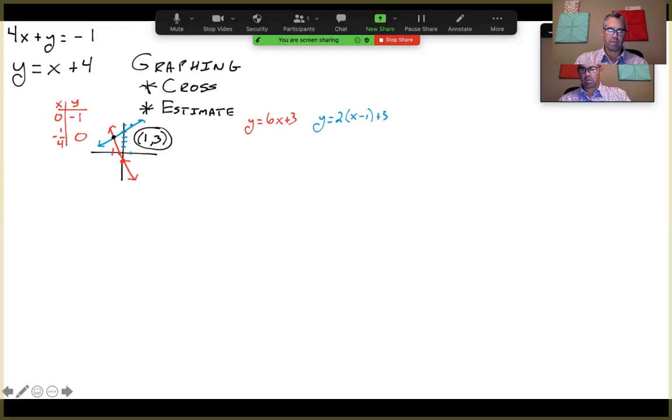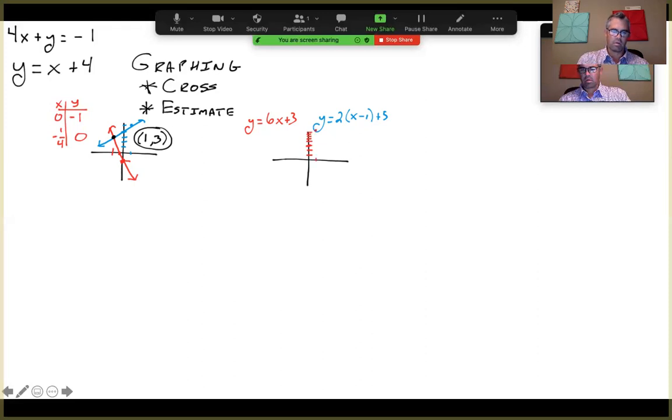So I just need to graph these, and it's pretty nice that these two equations are in forms that I know. The first one is in slope-intercept form. The second one is in point-slope form. Graph the first one in red. It is a line with a y-intercept of 3 and a slope of 6. So I need to go up 6 and to the right 1.